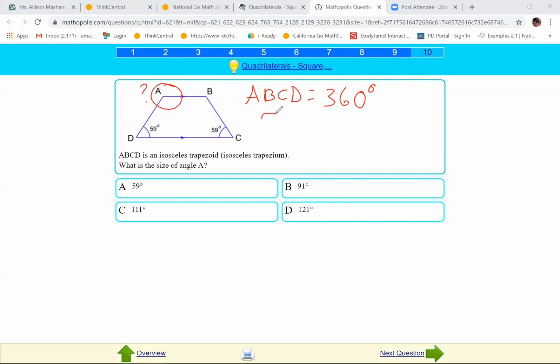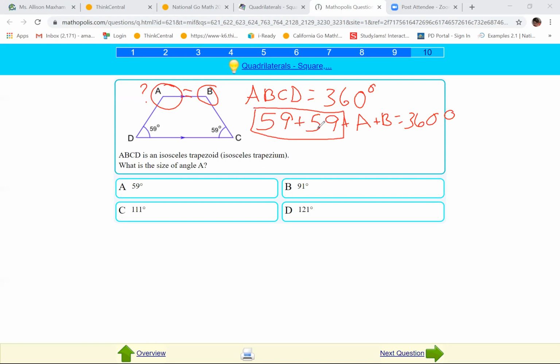So I've got 59, which is D, and 59, which is C, plus A plus B equals 360. So I know that if I add them all up, I'm going to get 360. But how do I know what's going on here? Okay, well, here's the thing. Because they didn't tell me this angle, I have to assume that they are congruent. They're not going to make me guess. So I'm going to assume that that's congruent. So my first step is to find out what these two are.